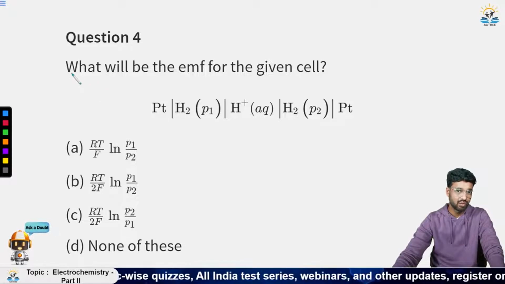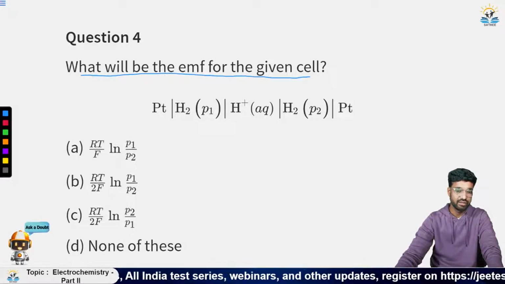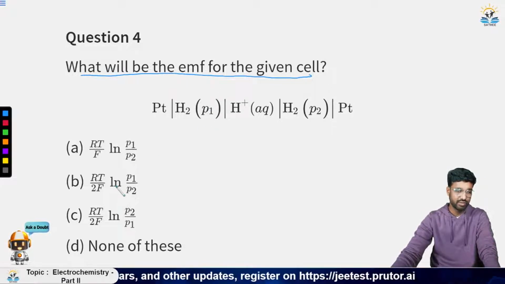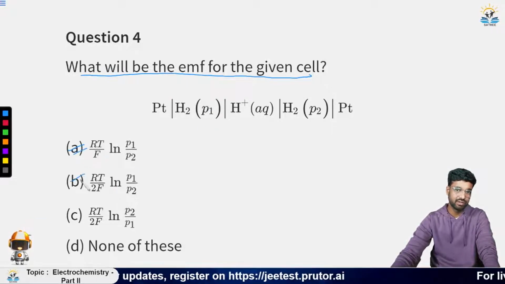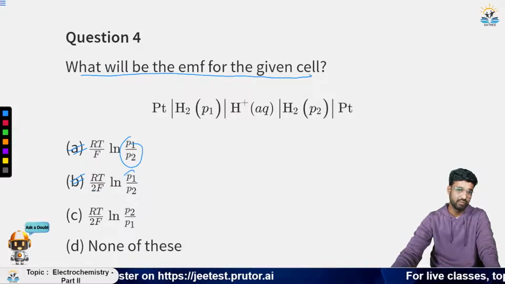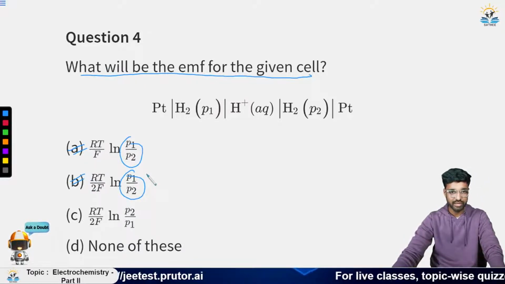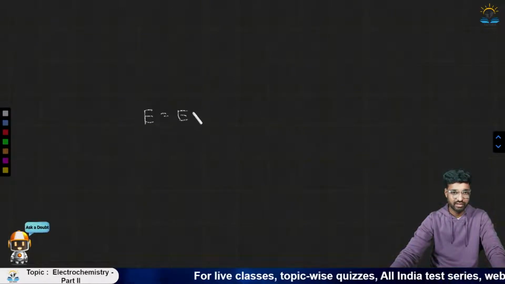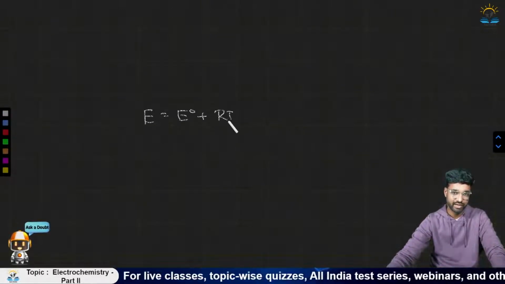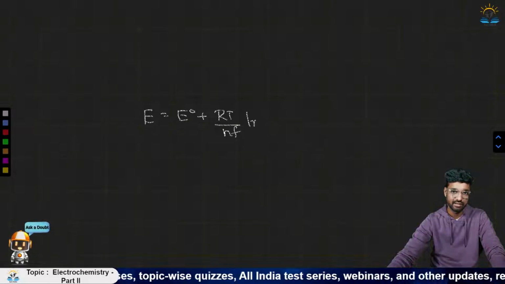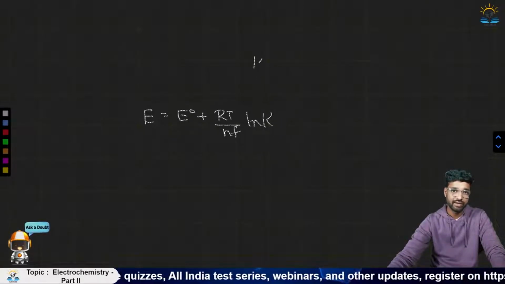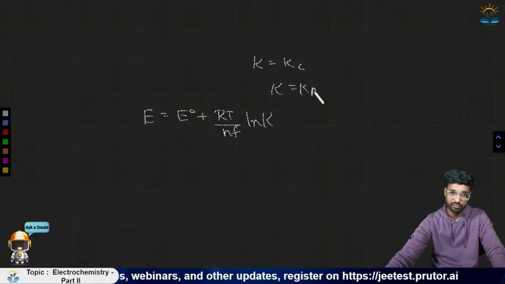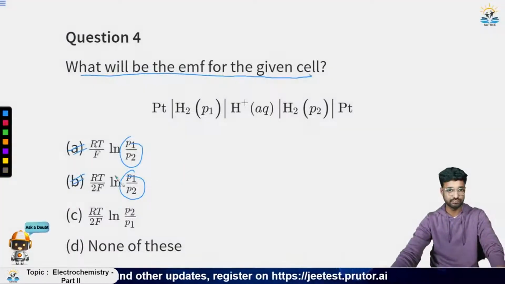Now next, what will be the EMF of the given cell, that is this. Here we can see very clearly that we are representing not the H plus ion but the pressure. So do not get confused, because the formula was given as RT by nF ln K. It was not mentioned anywhere that K should be equal to Kc. K can also be equal to Kp. So we can use the pressure term also.